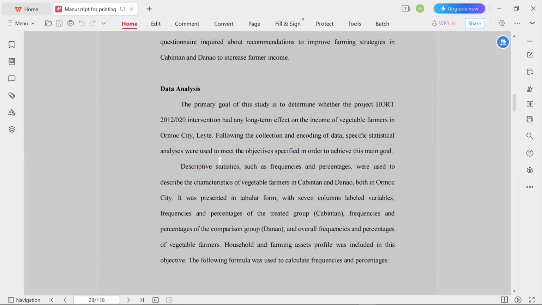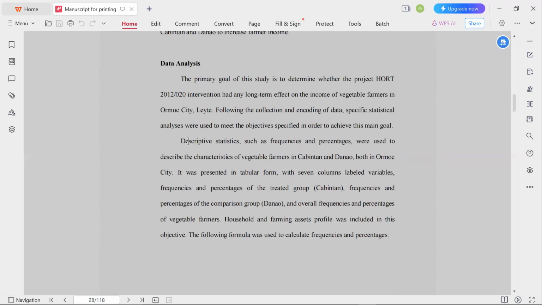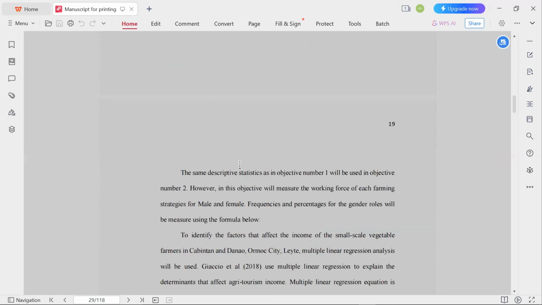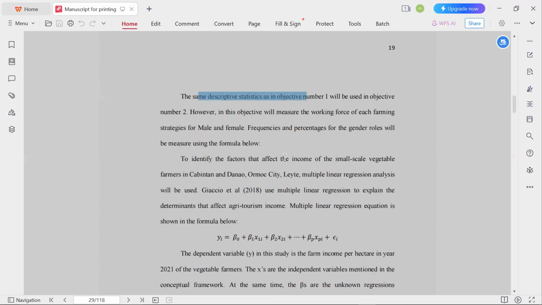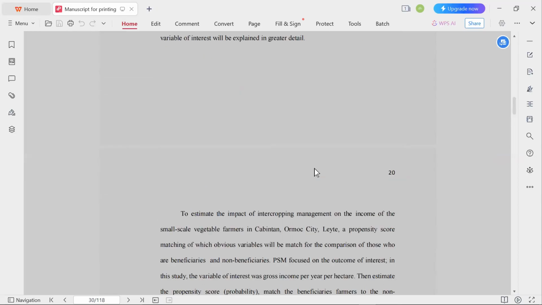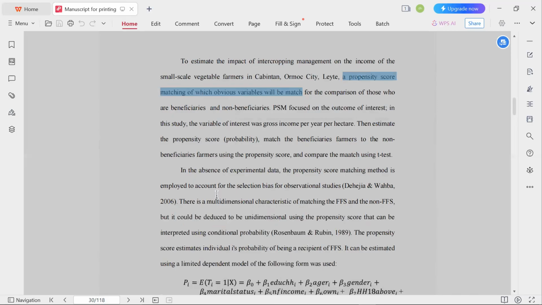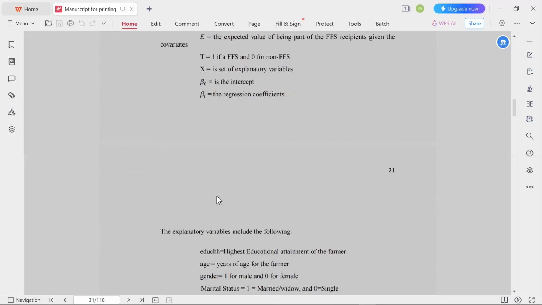This is what I've told you about data analysis. So it would be presented based on the objective of the study. I have here descriptive statistics for my first objective. And the second objective is also descriptive statistics. And for identifying the determinants, this is the third one, I use the multiple linear regression analysis. And after that, for estimating the impact, I use the propensity score matching. So you need to mention it based on the objective of the study.